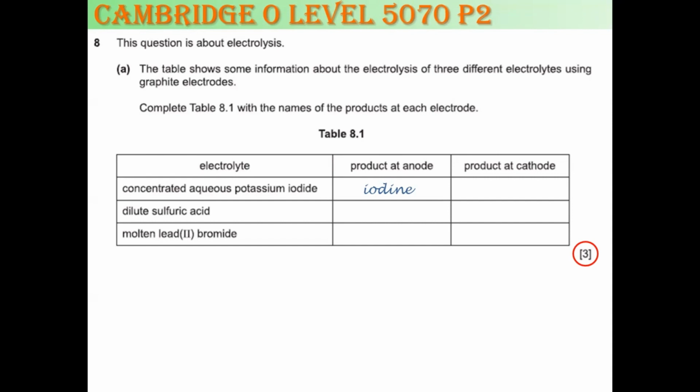What do we produce at the cathode? There we are going to have potassium ions and hydrogen ions. Now we know that potassium ions are never discharged from aqueous solution. Therefore, we are going to produce hydrogen. Dilute sulfuric acid: product at the anode is going to be oxygen, you might want to say, and water.